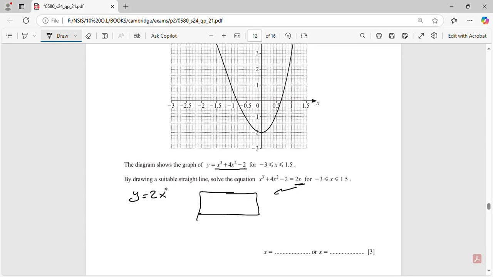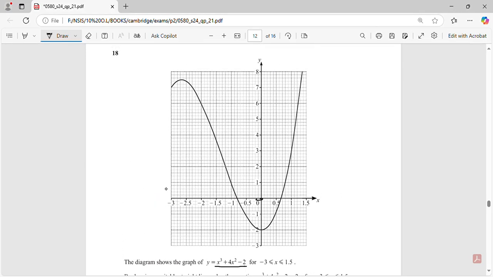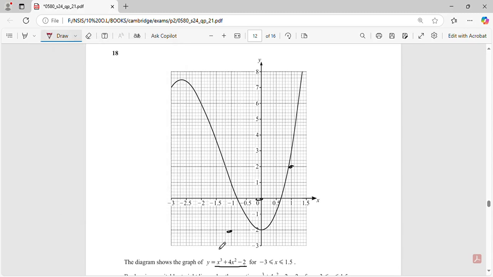I will make a table, x for one row, y for the other, and 0, 1, and 2. If x is 0, y is 0. If x is 1, y is 2. If x is 2, y is 4. So now the points are 0, 0, 1, 2. Okay, let's try negative 1. It will be negative 2. So for these examples, if I match these points together, it will be like this form.